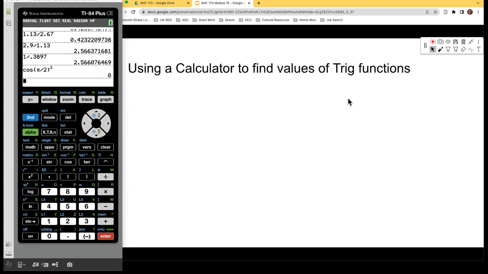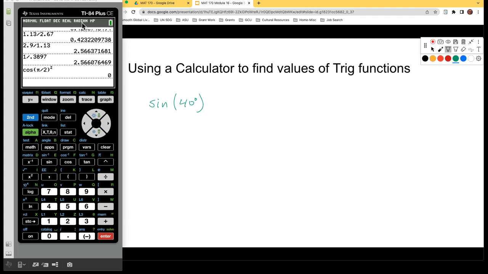So how do we use a calculator to find values of trig functions? Well, I just showed you one way, but what if I had degrees? What if I wanted to find the sine of 40 degrees? That's not one of our special angles. The first thing we want to recognize is, notice up here on my TI-84 calculator, it's telling me I'm in radian mode. Calculators have two modes because we measure angles in either degrees or radians. We have to know which one we're using.